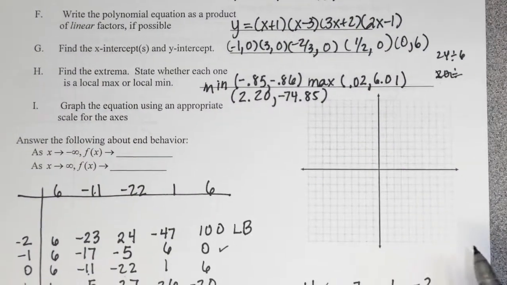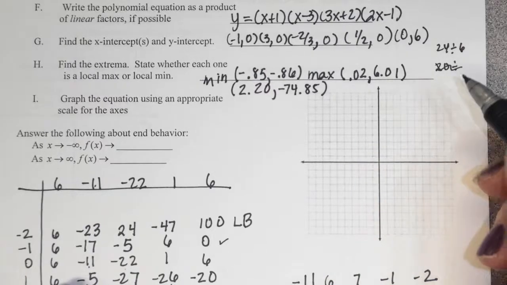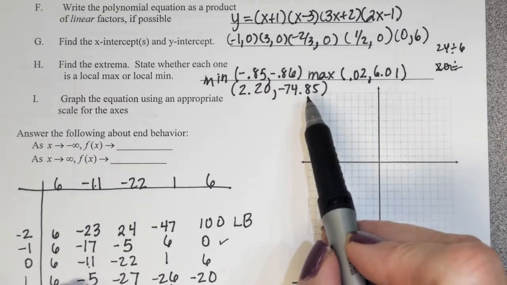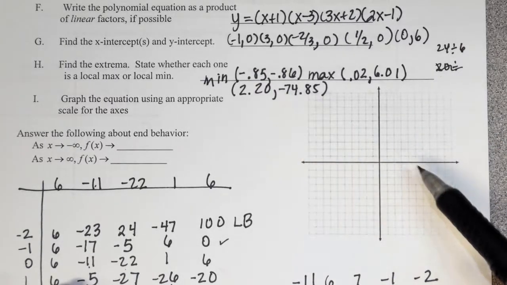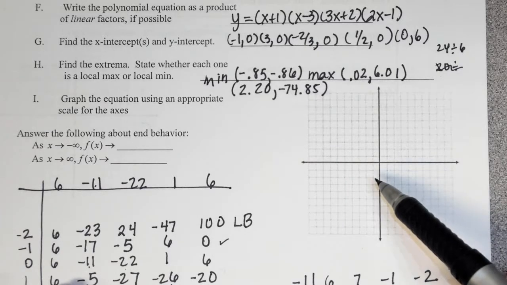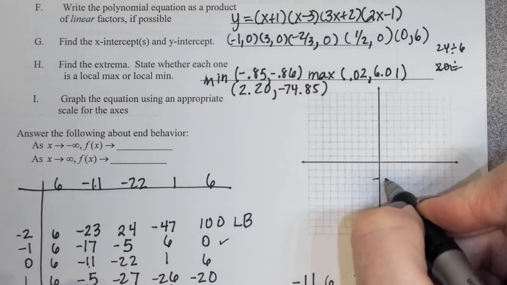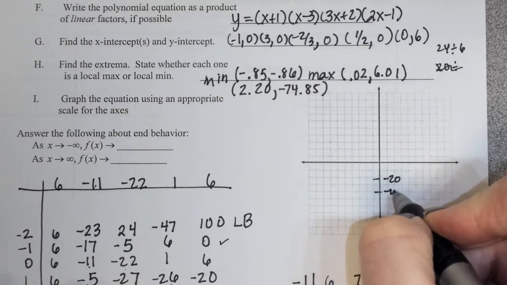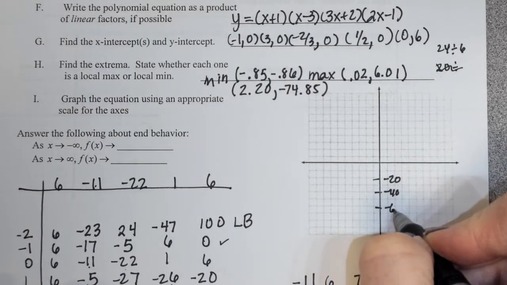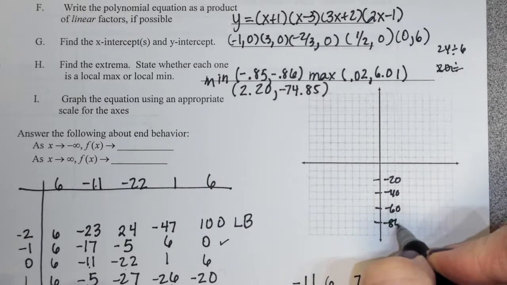All right, so now we're going to figure out our axes and what we want to do with these. Look at this minimum. It's going down to negative 75, basically. I might want to make these go by 20s. I think that'll be good. I'm going to go negative 20, negative 40, negative 60, negative 80.